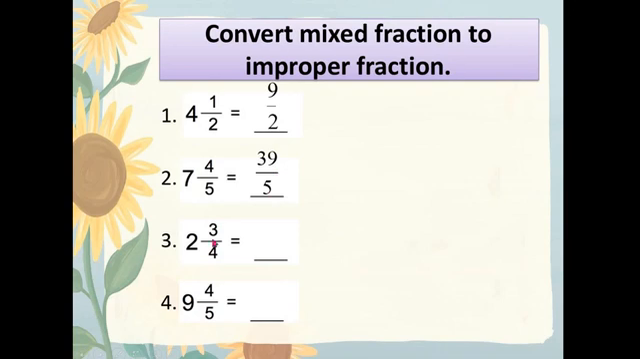Next, 2 and 3 over 4. The answer is 11 over 4. 2 times 4 is 8, plus 3 equals 11. And then copy the denominator 4. Next, 9 and 4 over 5. The improper fraction is 49 over 5. 5 times 9 is 45, plus 4 equals 49. Then copy the denominator. That's why the answer is 49 over 5.